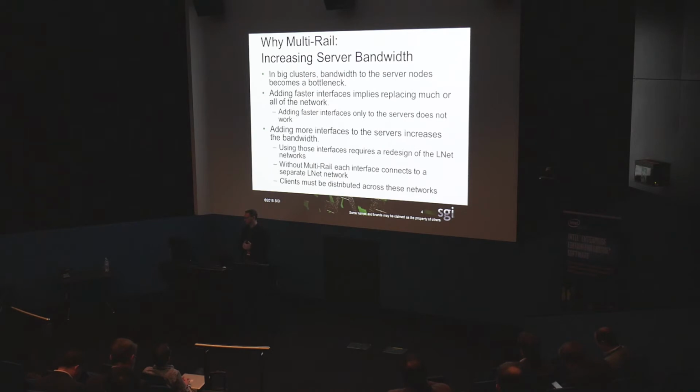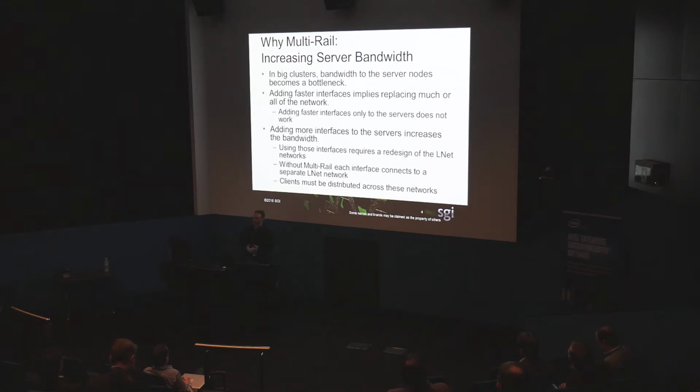So in big clusters with lots of client nodes and a limited number of OSSs within that configuration, those clients can be deprived of bandwidth. We can look at fixing that by adding faster networks, but that's quite costly. We need to replace the HBA cards as well as replacing all the fabrics to get greater bandwidth there.